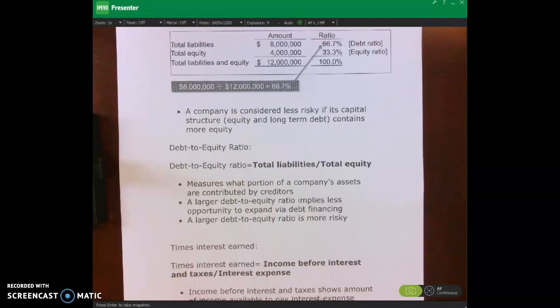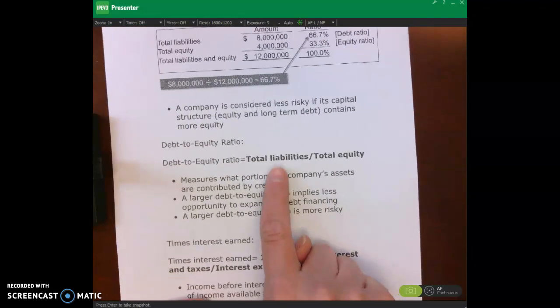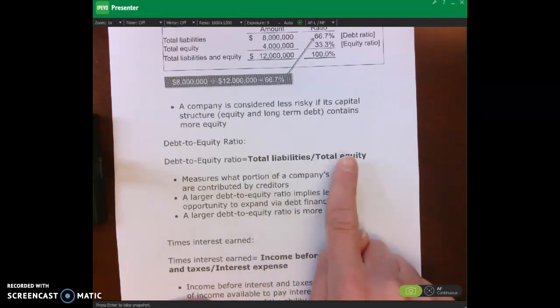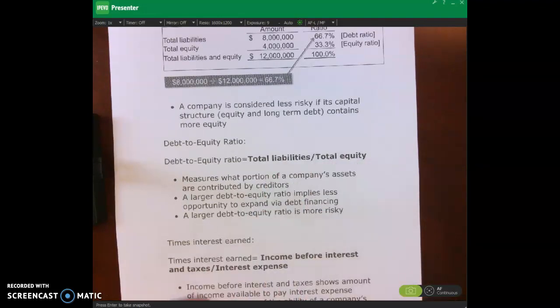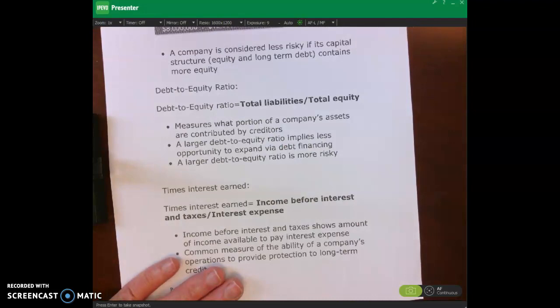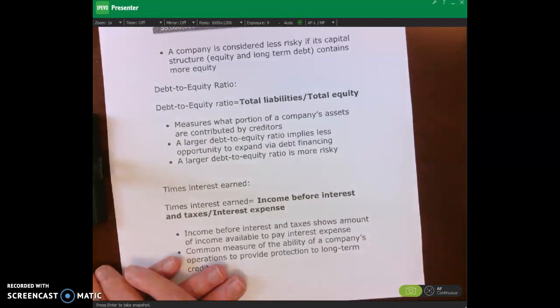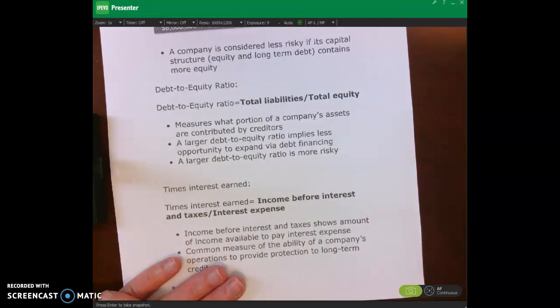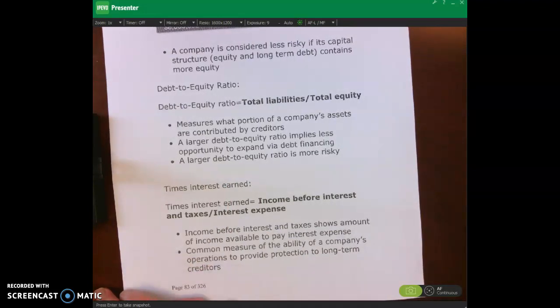We also have our debt to equity ratio, which we calculate by taking our total liabilities divided by our total equity. It measures which portion is contributed by creditors. A larger debt to equity ratio implies less opportunity to expand via debt financing. A larger debt to equity ratio is also riskier.